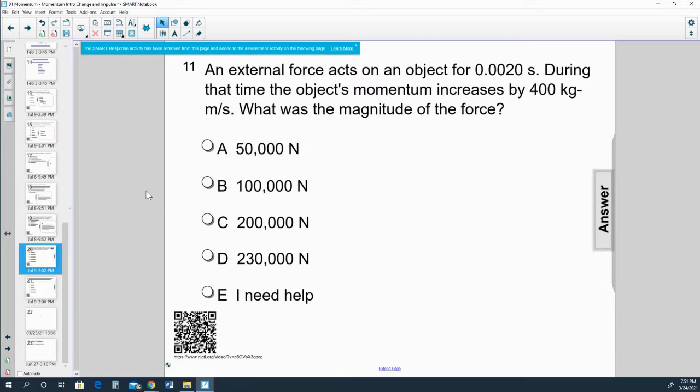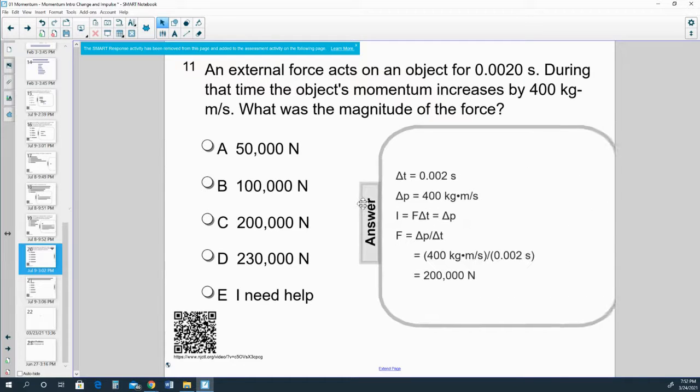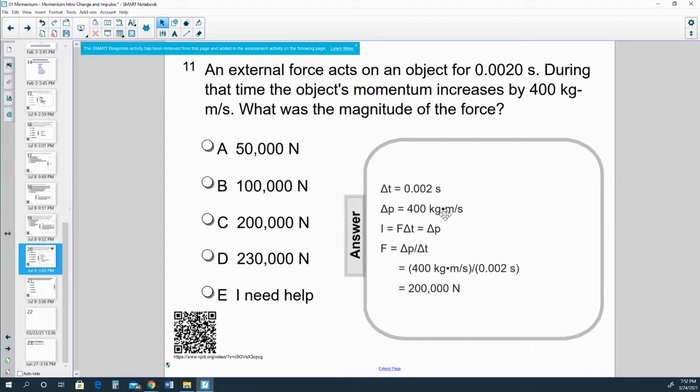An external force acts on an object for 0.002 seconds. During that time, the object's momentum increases by 400 kilogram meters per second. What was the magnitude of the force? So we're given time, we're given momentum. We know that impulse is equal to the force times the change in time, which is equal to change in momentum. So you can just use that form of this equation here.